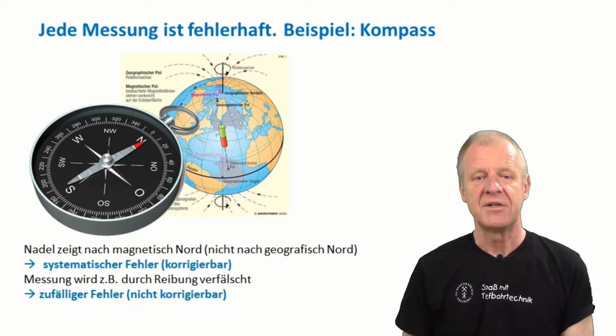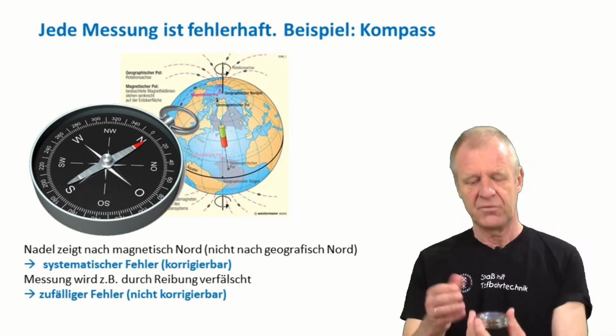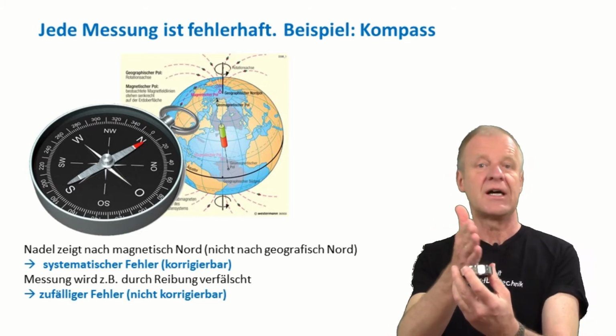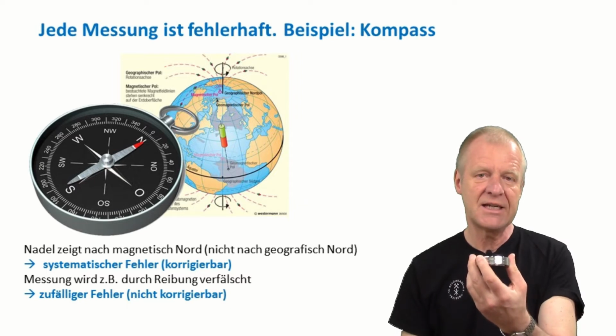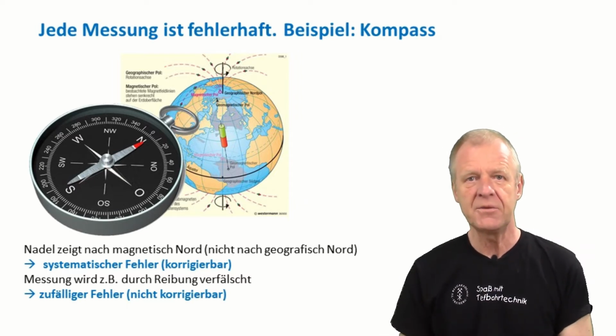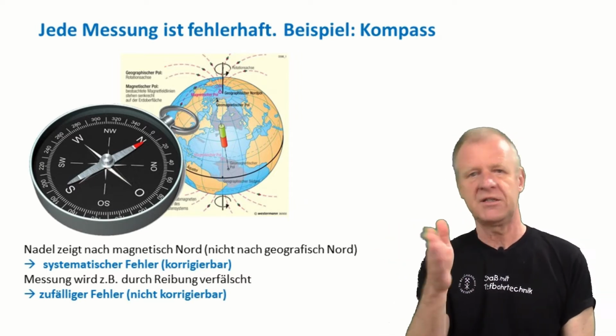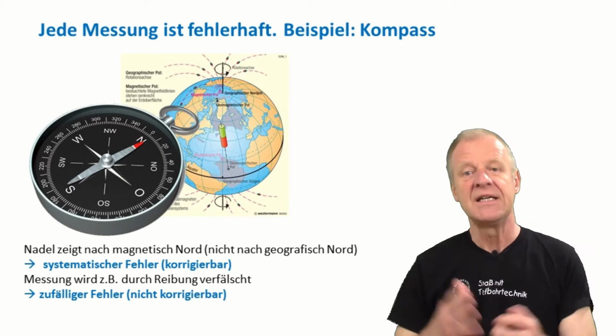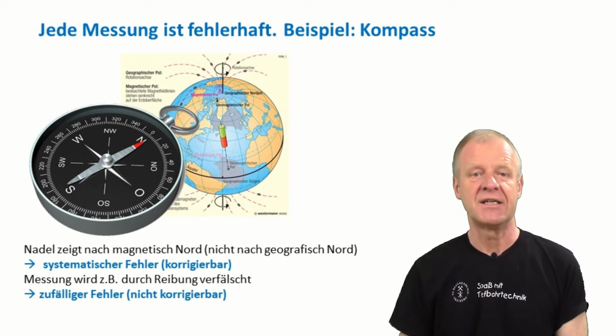But there are also random errors. For example, there will always be some friction in the bearing of the compass needle, and this friction creates a random error. Sometimes the needle stops too far to the left or too far to the right. Therefore, our measurement will always be a little erratic. We want to demonstrate this with an example.